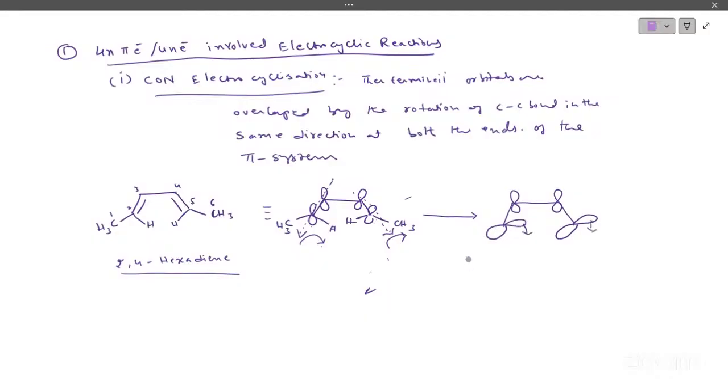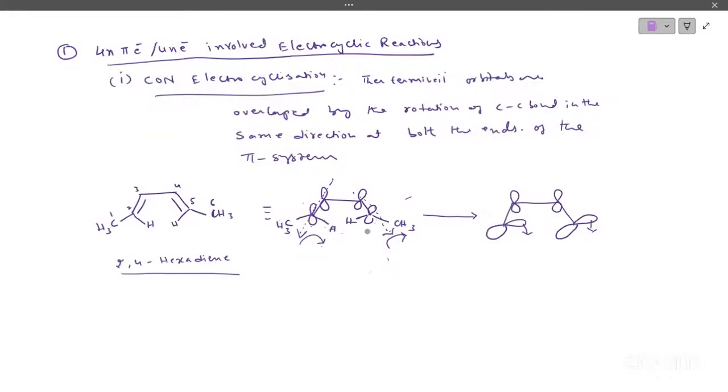Now this is known as conrotation. This is one type. Right. Look at here, whenever it is rotating, this orbital is rotating clockwise. The CH3 group is outside, hydrogen is inside. During the rotation, the methyl group is moving up, hydrogen is moving down.